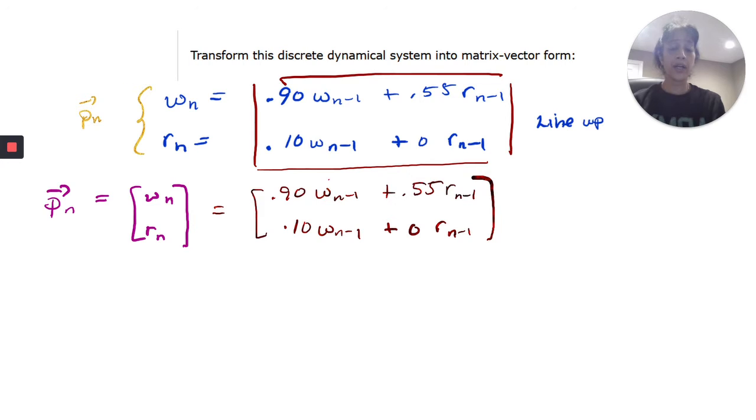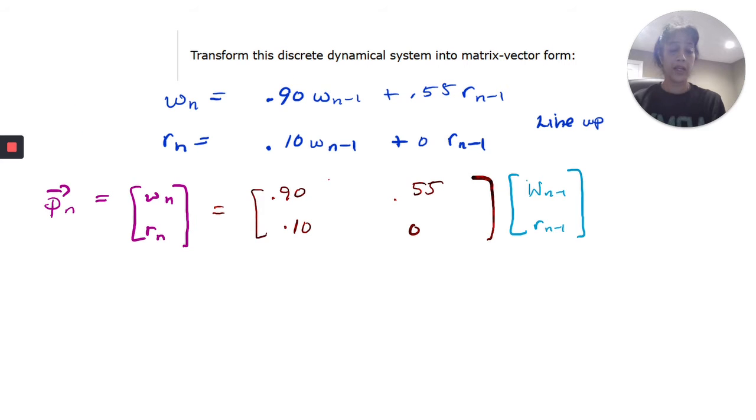Now, this square part here is my equations. If I put those equations into an array and I set the components equal, W sub n is equal to this first component and R sub n is equal to the second component. I just line them up.